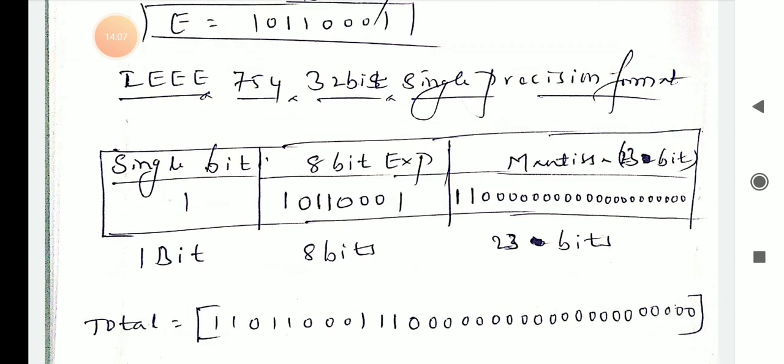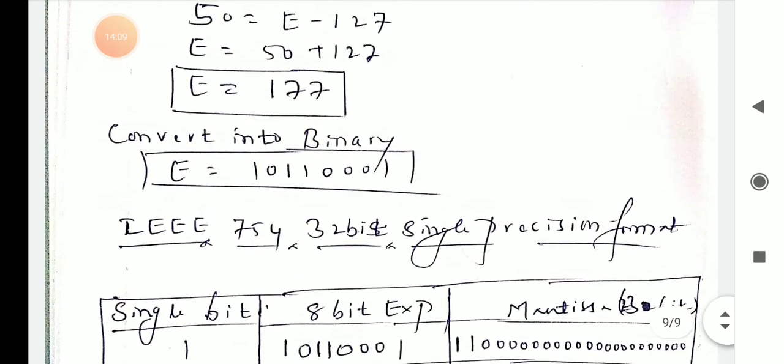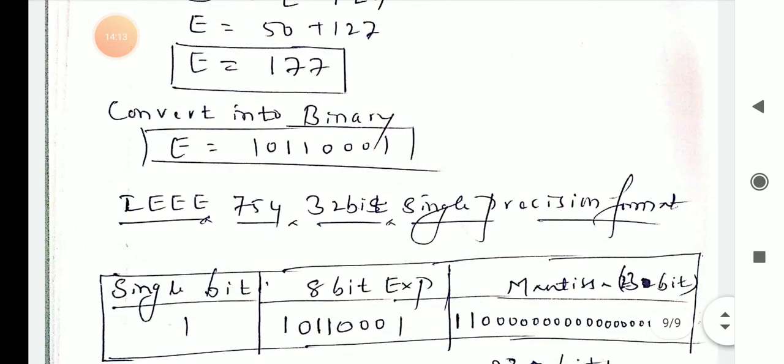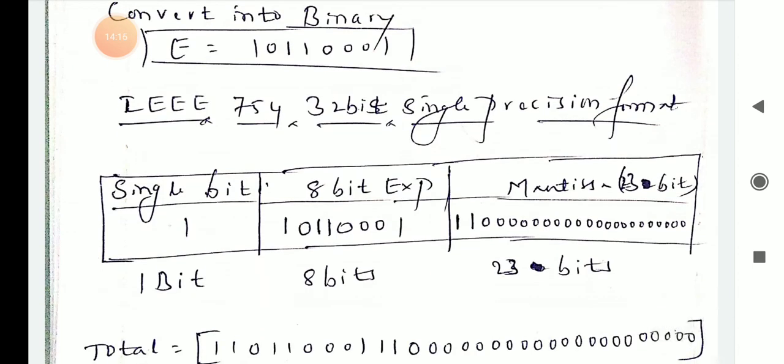In the 8-bit exponent you have calculated 10110001, so that is the 8 bits. Then the mantissa, which is the normalized number, is 11. After that you can add zeros 21 times, so then you will get 23 bits. So I am adding this one.